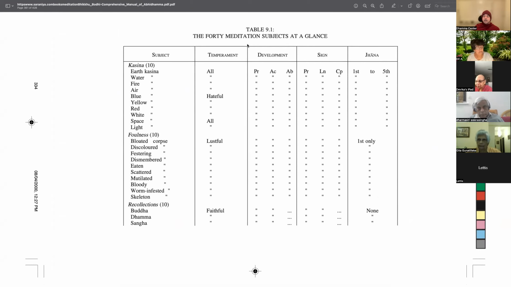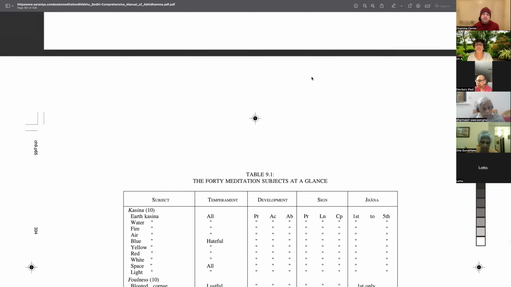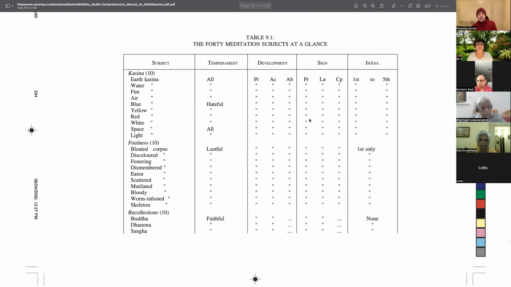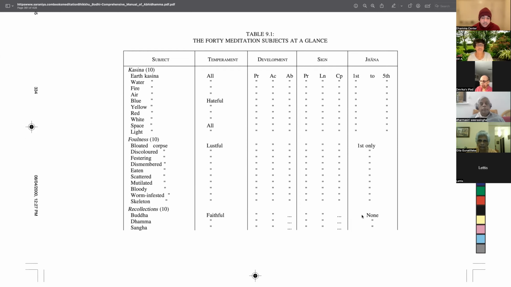So we were going through the chart during our last class, in which we spoke specifically about the development, and then, of course, a sign that appears as we progress. We found that certain meditation subjects do not cultivate any jhanas, the main reason being the nature of the object being too ambiguous, whilst other objects, such as the 10 kasinas, can take us all the way up until the fifth jhana.